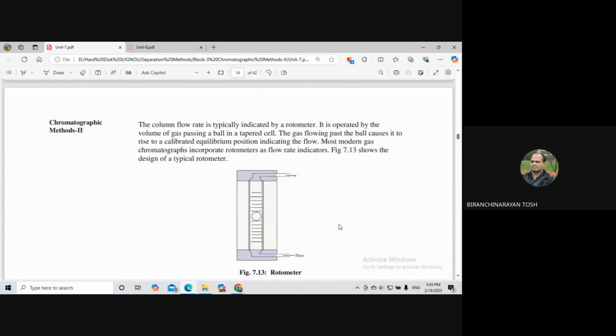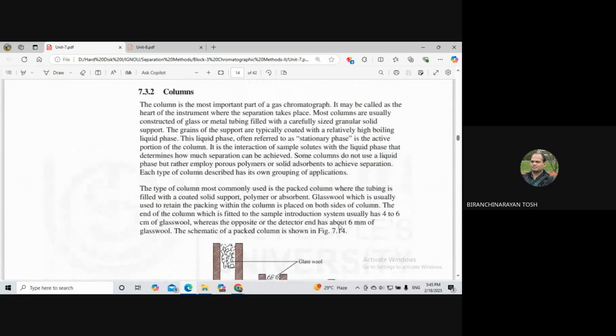Then we move to the column, which is the most important part of the gas chromatograph. It may be called the heart of the instrument. Most columns are usually constructed of glass or metal tubing filled with a carefully sized granular solid support. The grains of the support are typically coated with a relatively high boiling liquid phase. This liquid phase, often referred to as the stationary phase, is the active portion of the column.